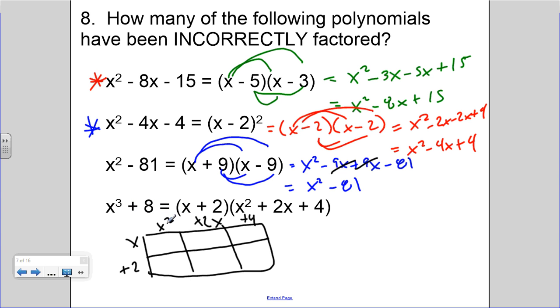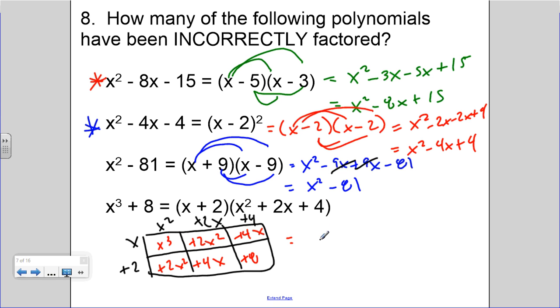So x times x squared is x cubed. X times positive 2x is positive 2x squared. X times positive 4 is positive 4x. Positive 2 times x squared is positive 2x squared. Positive 2 times positive 2x, positive 4x. Positive 2 times positive 4, positive 8.